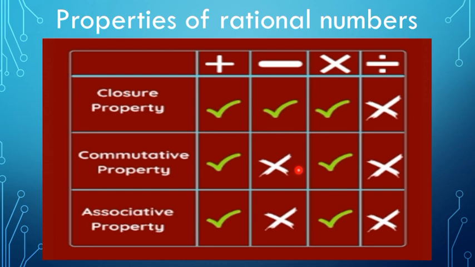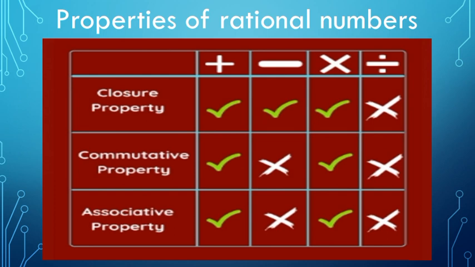What about multiplication then? Let's see an example. Minus 3 by 2 into 1 by 2, you get minus 3 by 4. 1 by 2 into minus 3 by 2, you get minus 3 by 4. So multiplication is commutative, as minus 3 by 2 into 1 by 2 equals 1 by 2 into minus 3 by 2. Now division. Let's take an example. Minus 3 by 2 divided by 1 by 2, you get minus 3. But 1 by 2 divided by minus 3 by 2, you get 1 by minus 3. So as you can see, minus 3 is not equal to 1 by minus 3. So division is not commutative.